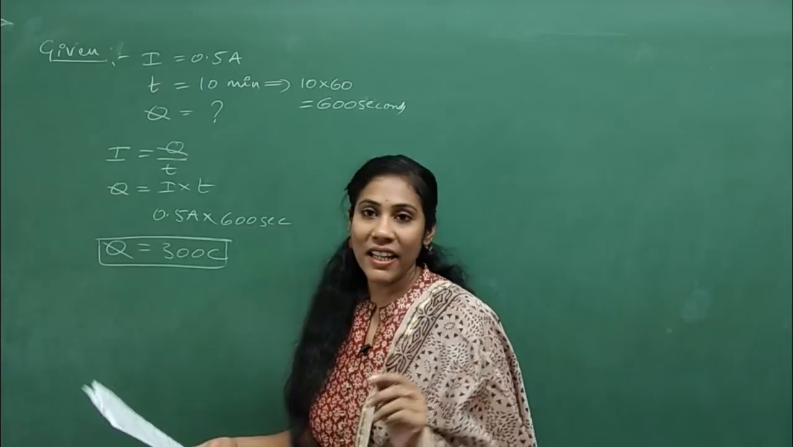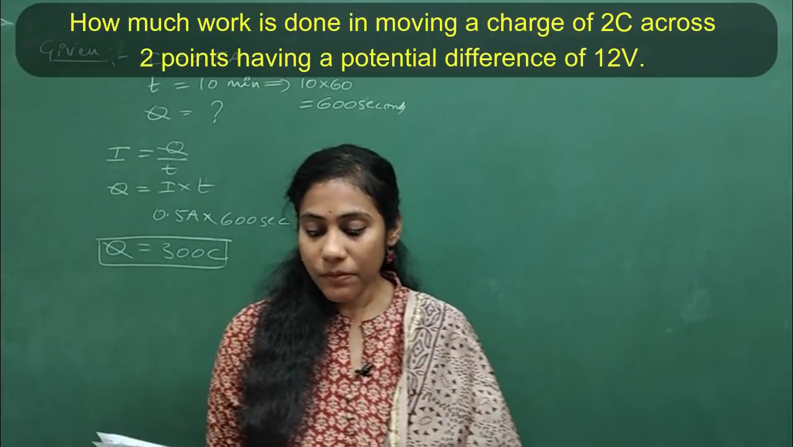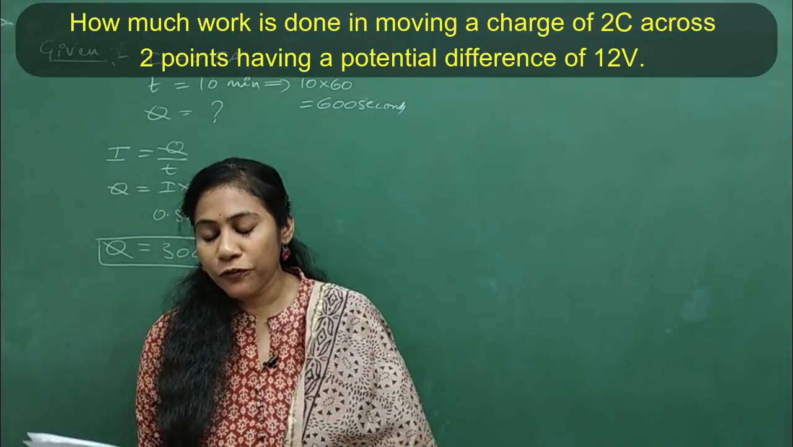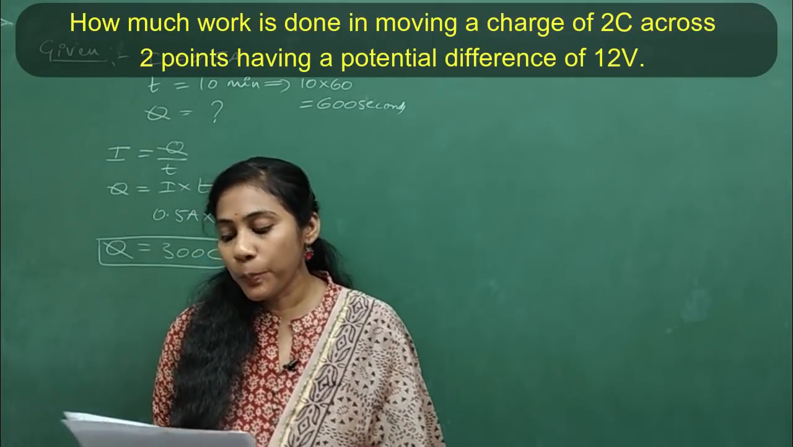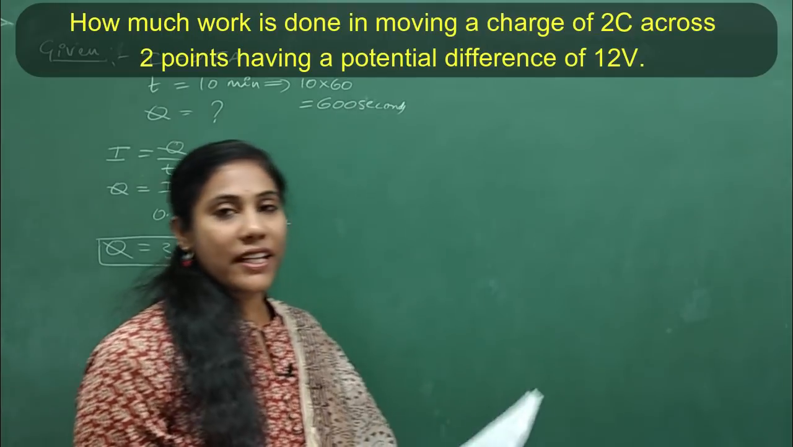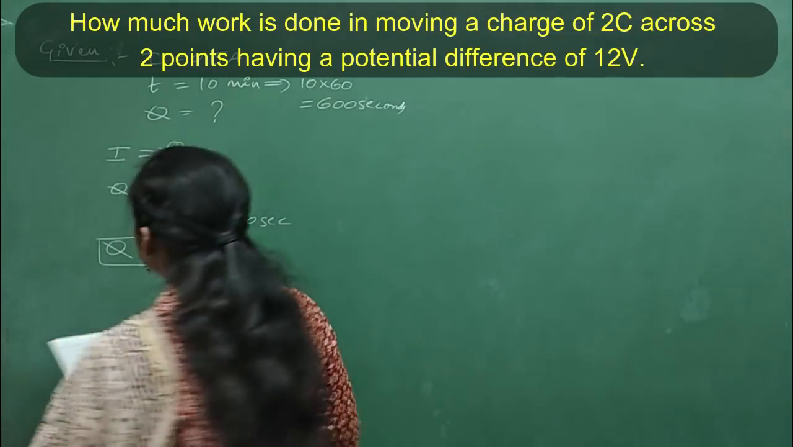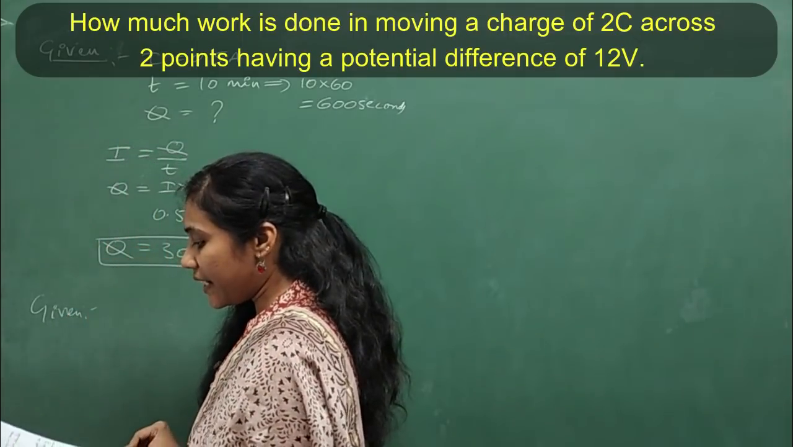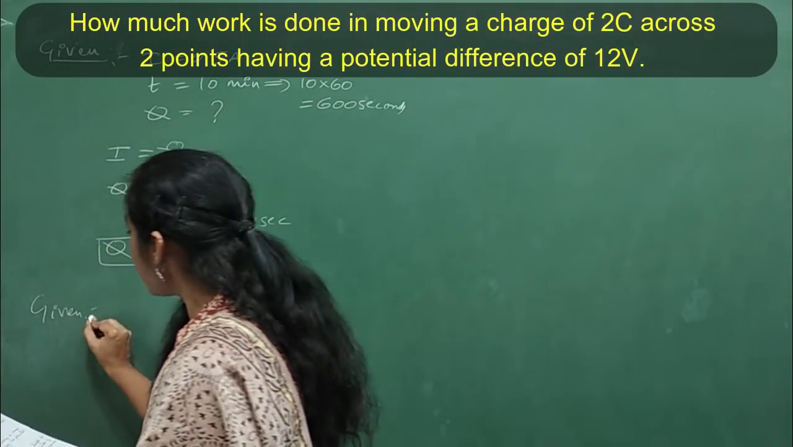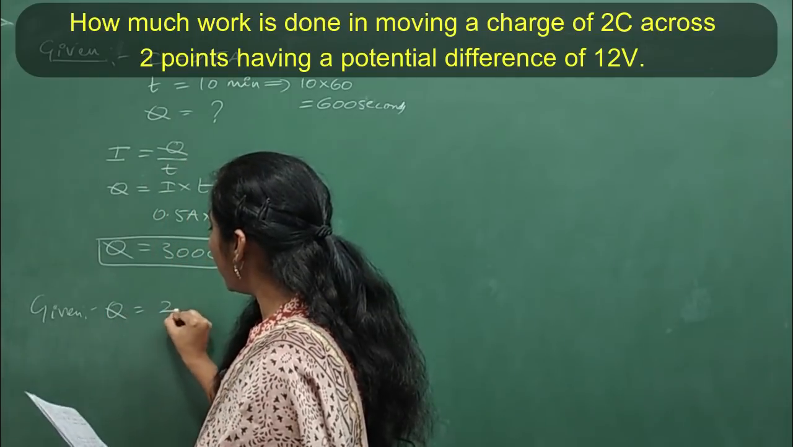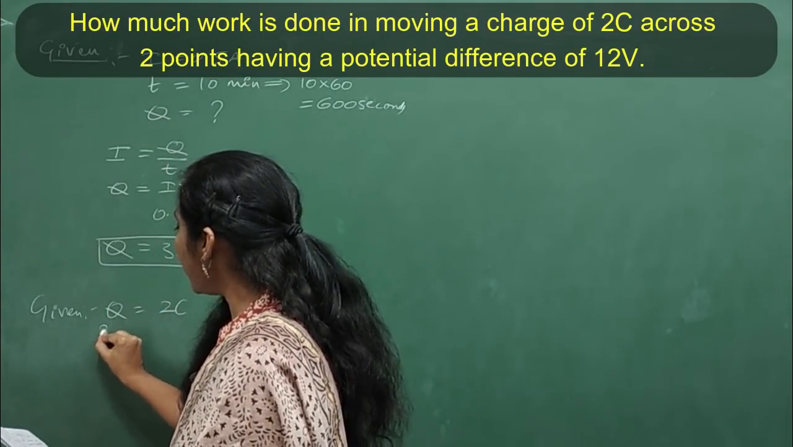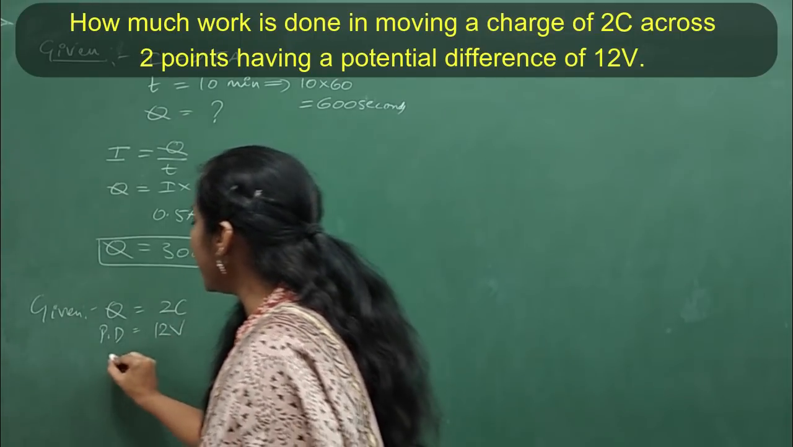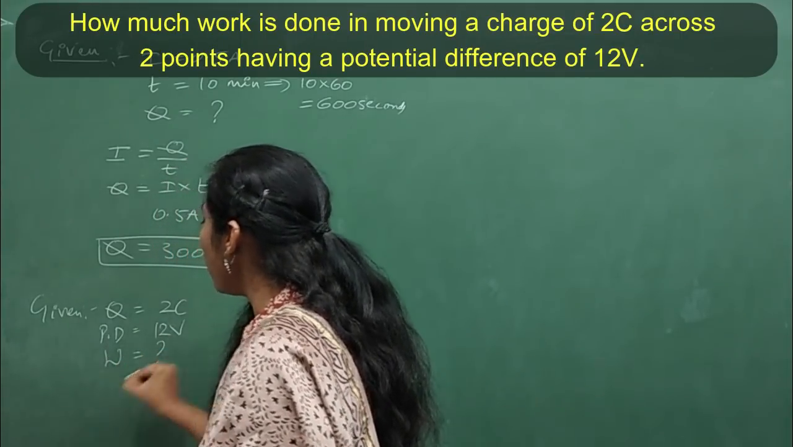Coming to the next question, again a very simple model. How much work is done in moving a charge of 2 coulombs across 2 points having a potential difference of 12 volts? So what is the given information here? Given information is, charge is equal to 2 coulombs and potential difference is equal to 12 volts, right? So what are they asking you? They are asking work done.